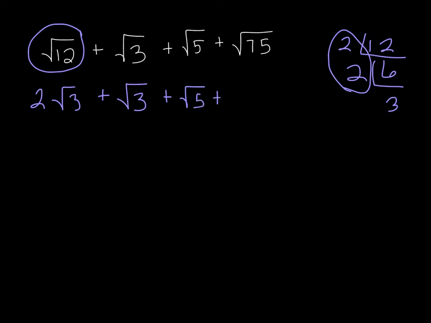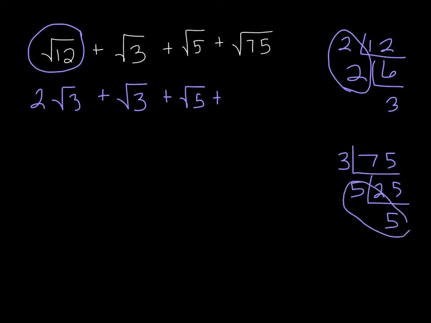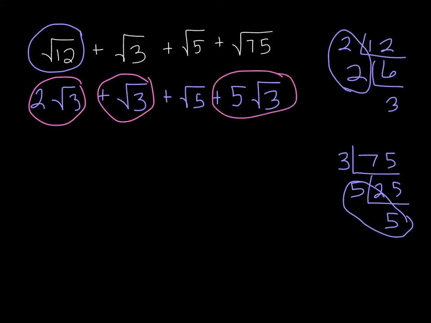We can simplify radical 75 though. Can't do 2 this time, so I'm going to start with 3 times 25, and then 5 times 5. So now we have a pair of 5's that can come out. So 5 radical 3. Now that we've simplified, we do have some like terms. We have a radical 3 here, here, and here.